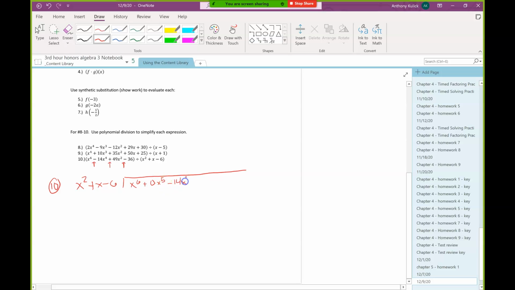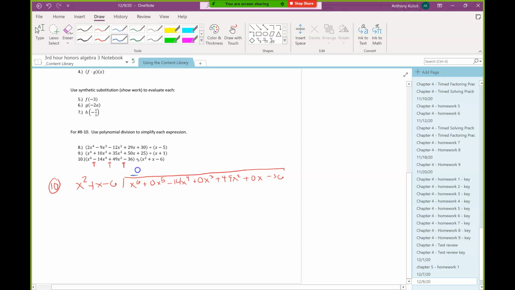It'll help me keep all my like terms lined up appropriately, and really greatly simplifies our organization for this problem. So that's going to be a big help. So there's my setup. Again, notice that I put those zeros in for the missing terms.